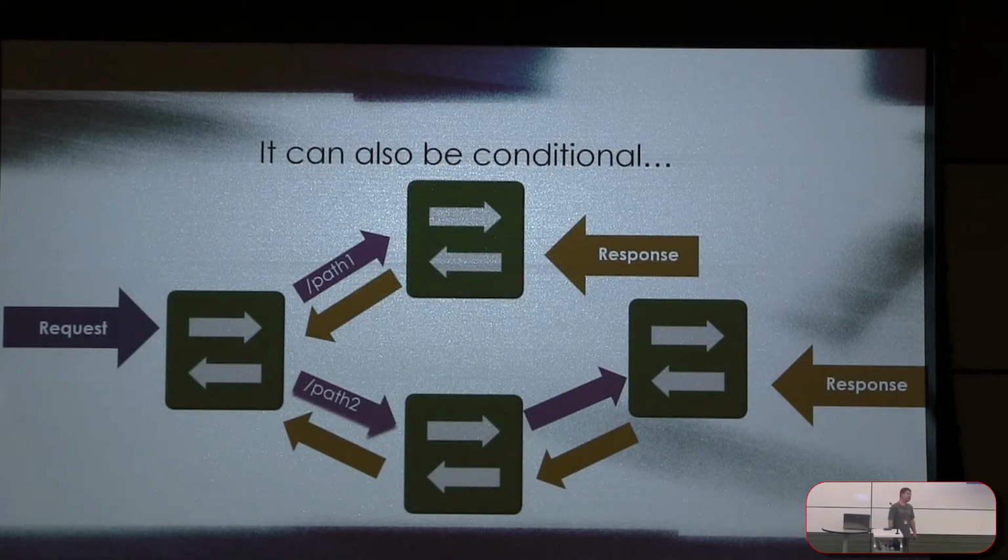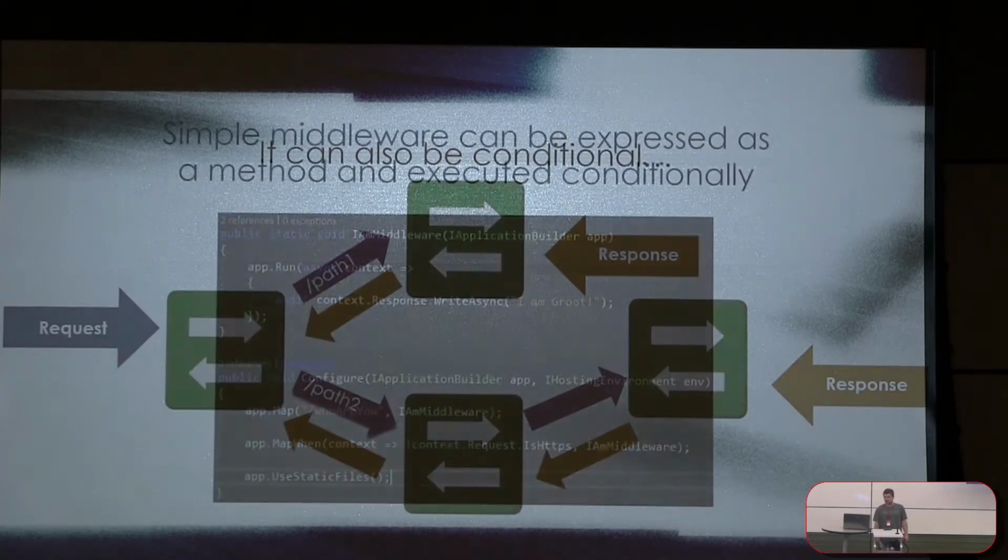It can also be conditional. This is where it gets a little bit interesting. There are configuration methods you can use to say that specific paths are going to execute through one piece of middleware, and other paths are going to execute through another piece of middleware. And then those pieces of middleware can execute the next piece of middleware in the chain. A little more complicated in this path, and we'll see why in just a little bit.